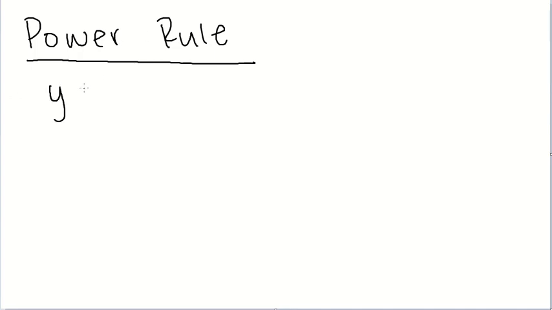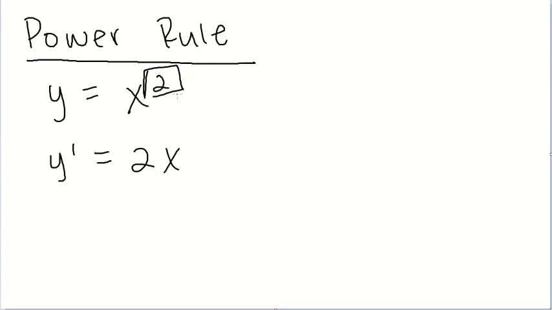So if I was given some function, we'll do y equals x squared, and I wanted to find the derivative of this, I wanted to find y prime, or dy dx. Power rule says that we take whatever number's in the exponent and we put that out front. So I took the 2 that was in the exponent, I put it out front, and then whatever the old exponent was, I subtract 1 from it. So I subtract 1 from 2, and that becomes 1. And x to the first power is just x. So y prime is equal to 2x.